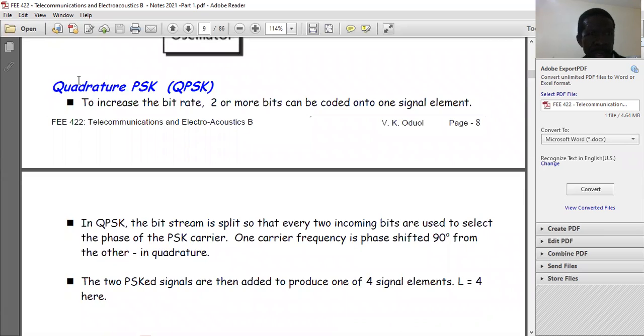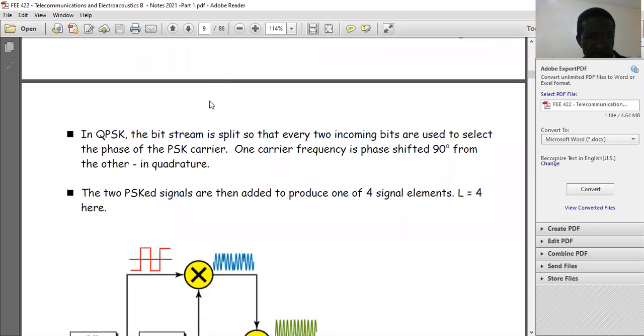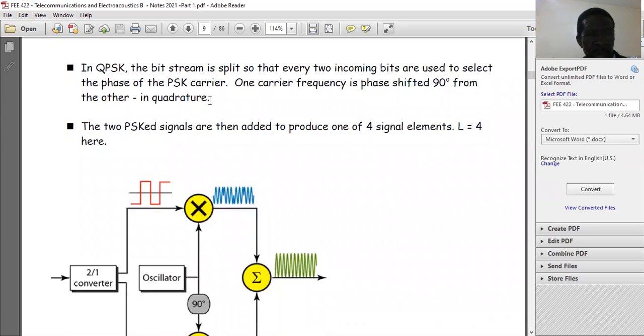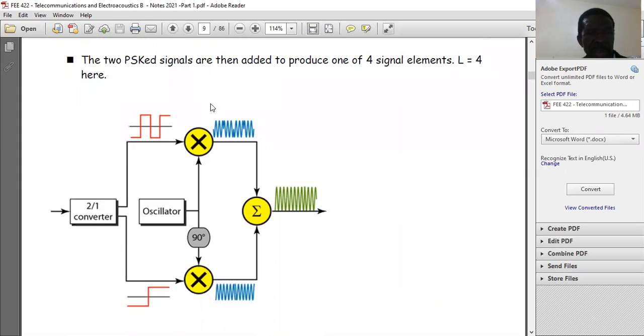You can have quadrature PSK. Quadrature PSK is a way to put two signals on the same pair of carriers. On a pair of carriers, you have one carrier at 90 degrees phase shift relative to the other. So it's like using the same bandwidth, but you're having twice as much data transmitted.